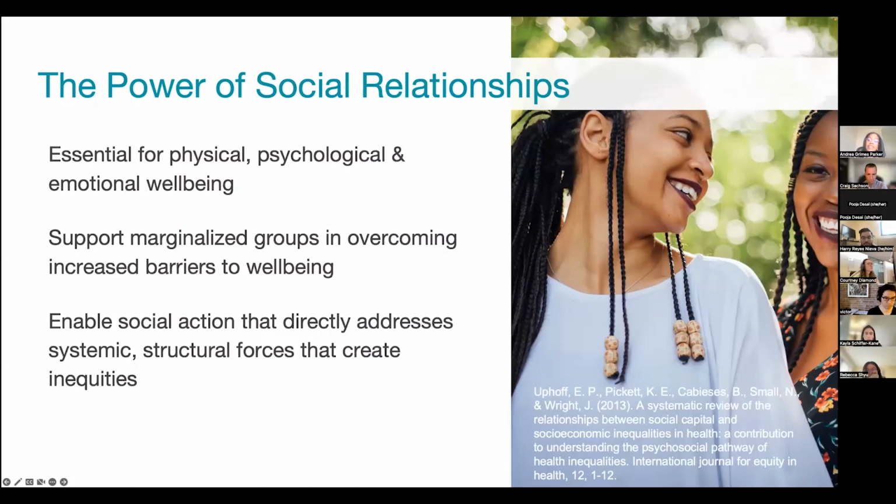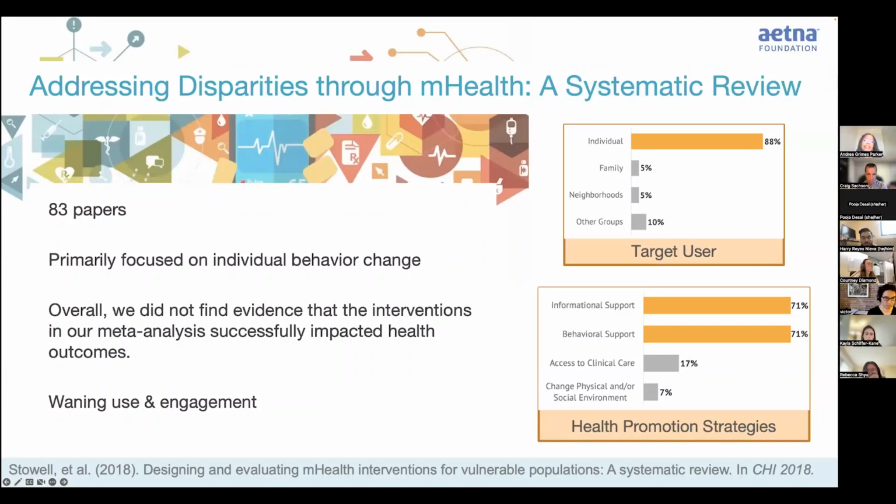help individuals change their behaviors, we also need interventions that seek to enhance social conditions so that they are more conducive to healthy living. So in my lab, we identified this trend of focusing on the individual in our systematic review of mHealth research focused on populations who experience the highest rates of poor health in the US. So we focused on low socioeconomic status and racially minoritized groups.